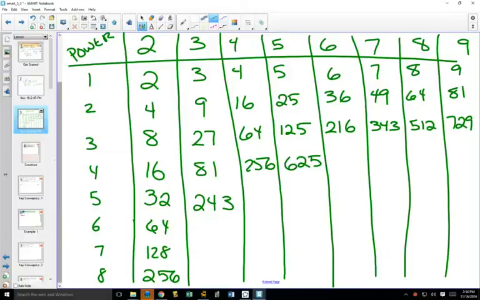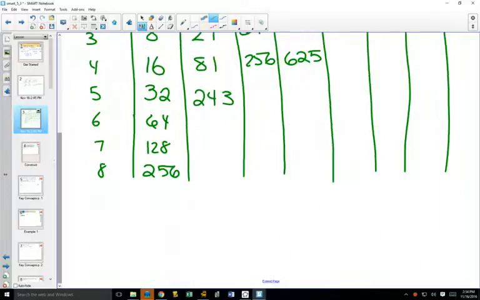So as far as solving for exponents using this chart, the easy ones will be just something that's directly from your chart. 5 to the x equals 125. What's x? 3, because it's directly from your chart.